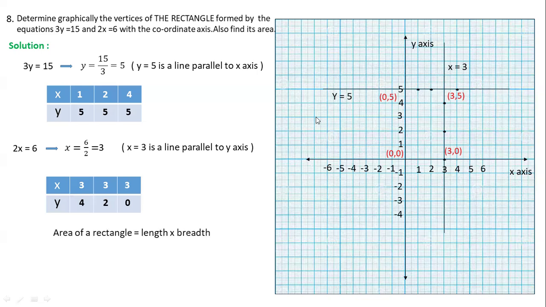Clear? The area of the rectangle. What is the area of a rectangle? Area of a rectangle is length into breadth. What is the length? 5 centimeters. What is the breadth? 1, 2, 3, 3 centimeters. 5 into 3, 15 centimeters square. Clear? Hope this is clear.